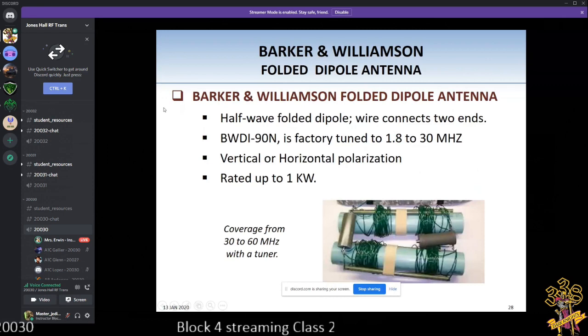Any questions so far? Question about the whole twice the distance away from power lines. Is that an exception to the normal rule of being at least 50 feet away?